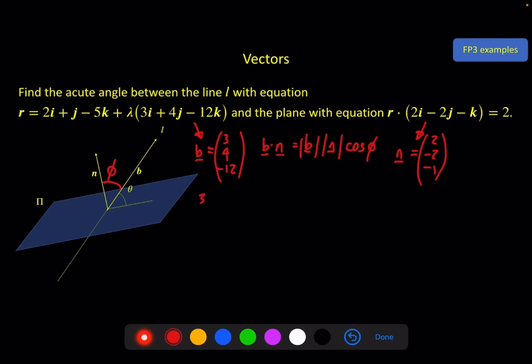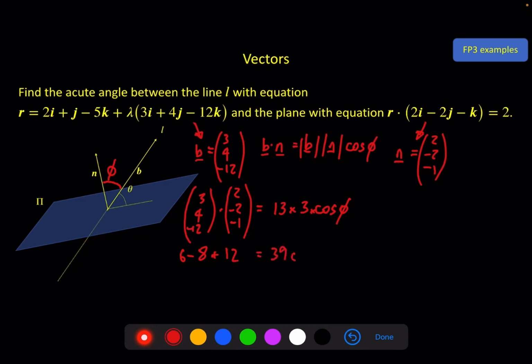So let's do that. (3, 4, minus 12) dot (2, minus 2, minus 1). And these numbers are quite easy because here we've got Pythagorean triples, so that's 13. And here we've got a 9, so that's 3. 6 minus 8 plus 12. So we've got a 10 and a 39.